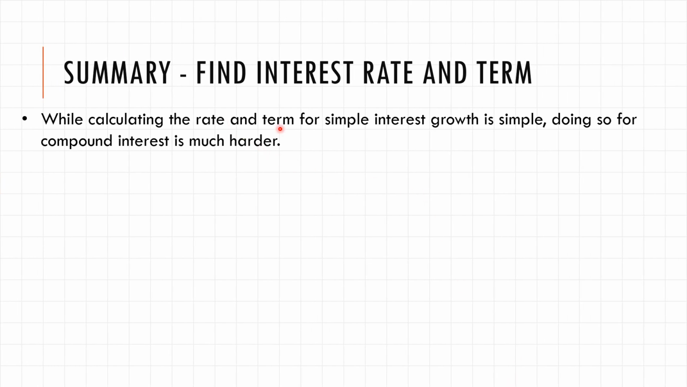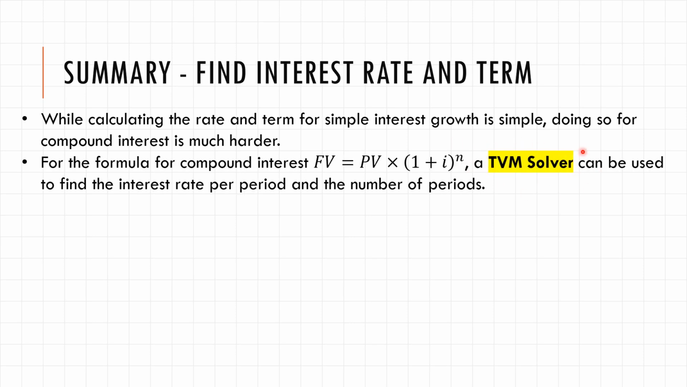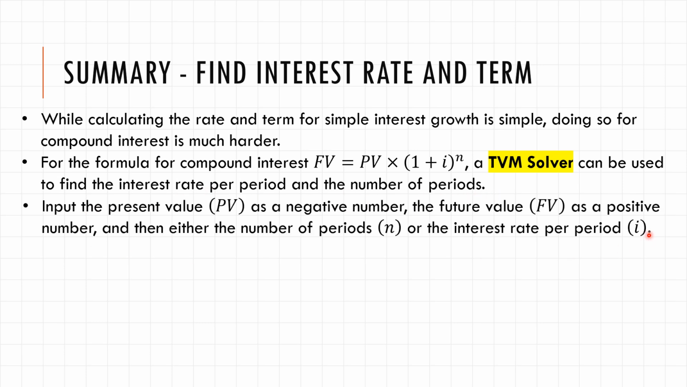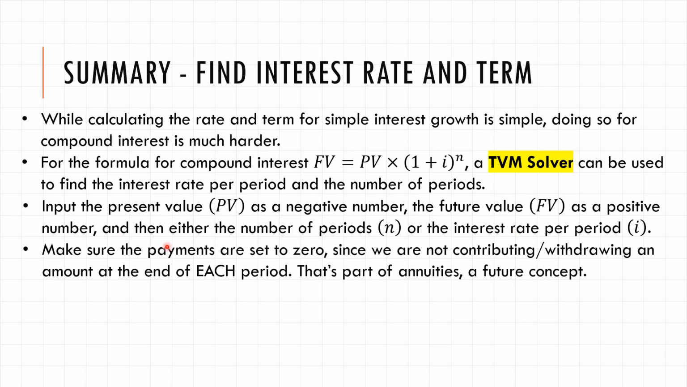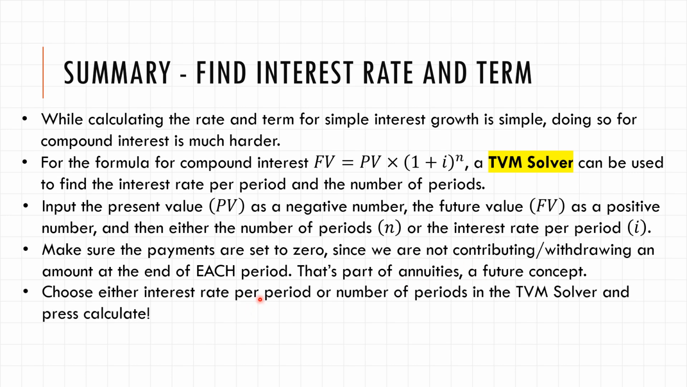When you're calculating the rate and term for simple interest growth, that's pretty simple. But if you're doing that for compound interest, that's much harder. So we learned how to use a TVM solver to find the interest rate per period and the number of periods. All you do is input all the values that you know. When you're putting in the present value, put it in as a negative number. Make sure the payments are set to 0. We learn about that later in annuities. And then you just click on the value that you don't know, and the TVM solver will tell you its value right away.